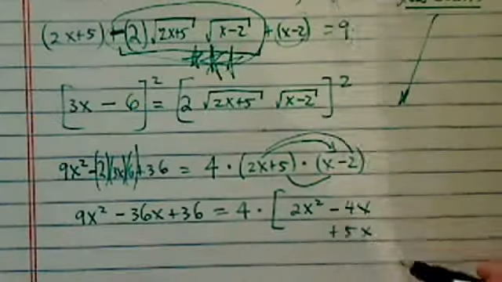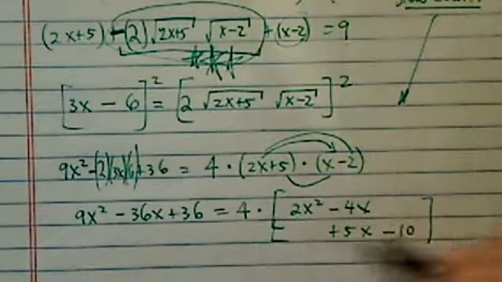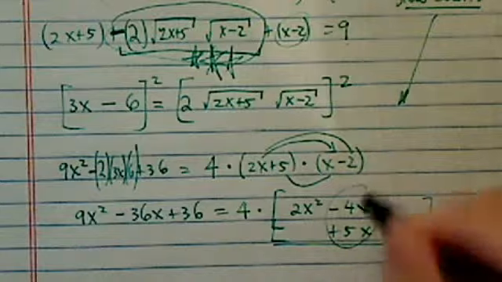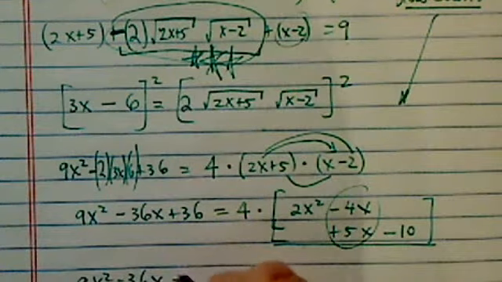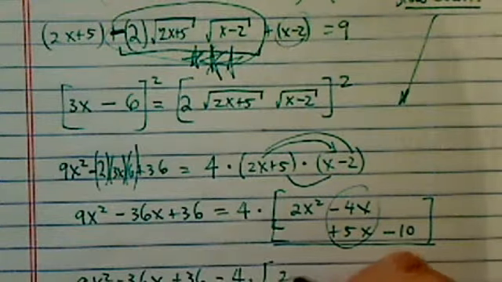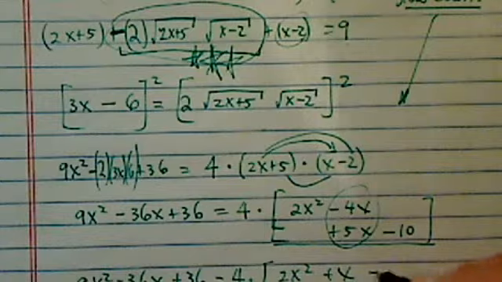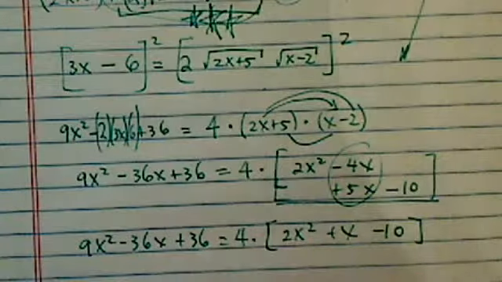Now notice where I put my plus 5x. You don't have to do that, but it does make it a little easier in that you can combine this right away. Okay, so let's write it one more step. Minus 36x plus 36 equal to 4 times, what do I have here? 2x squared plus x minus 10. Okay, so far so good. Let's move everything over and then we'll see what we have, quadratic equation wise.